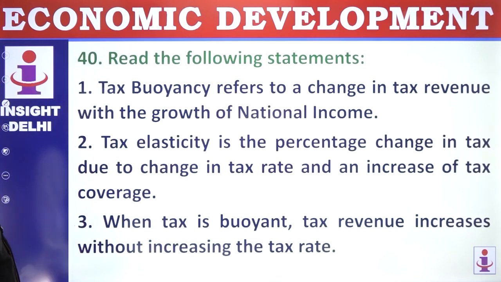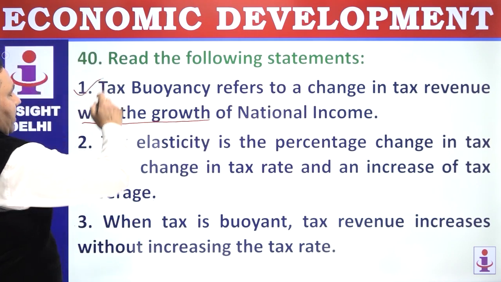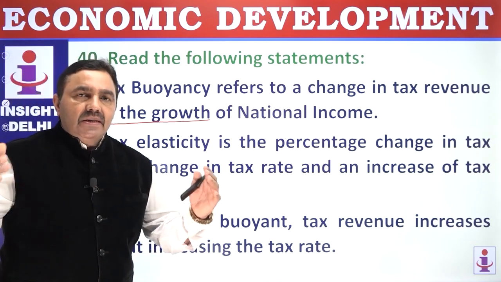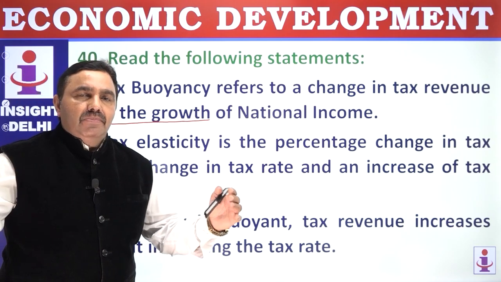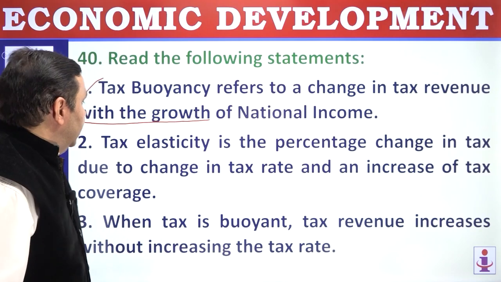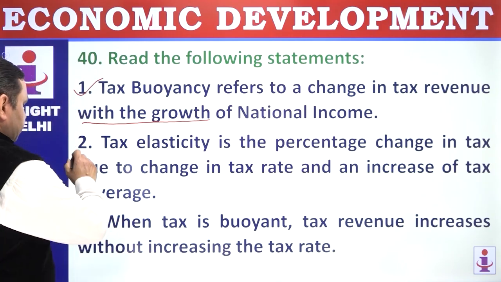40. Read the following statement. Tax buoyancy refers to change in the tax revenue with the national income. People are making more money, income is increasing. So is the tax increasing? If tax increases, we say tax buoyancy is happening. More people are paying tax, or more people are paying more tax. Elasticity is the percentage change in the tax due to change in the tax rate. Elasticity is without change in tax rate.